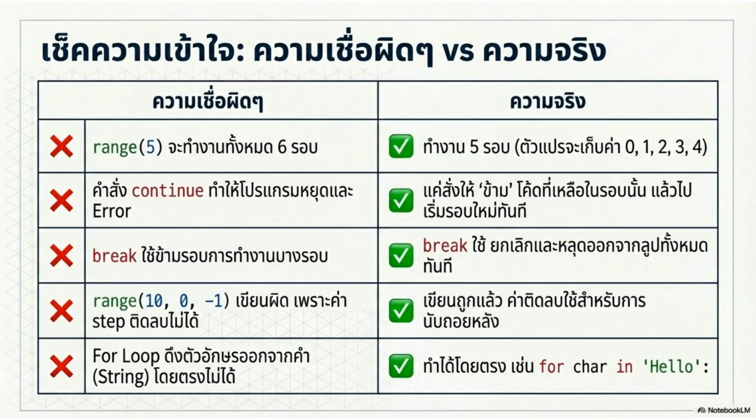Let's check your understanding by reviewing common misconceptions versus facts. Remember that range(5) runs 5 times, not 6, and break stops the loop completely. Continue only skips the remainder of the current iteration. For loops can iterate directly through strings and use negative step values for counting backward.